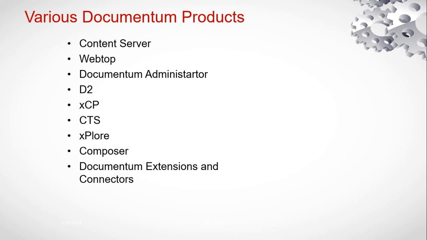And CTS is another product, used for content transformation. Content transformation means, for example, if you have a Word file and want to convert it to PDF, or convert a Word file to a text file. Those kinds of conversions are possible with content transformation.